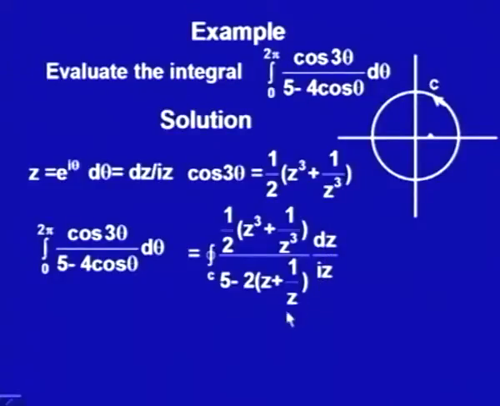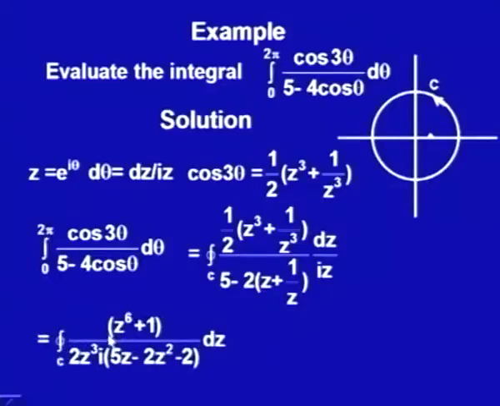So, this z would get cancelled out with this z, and this z cube I would get in the denominator. Moreover, this 2 also will come in the denominator. So, what we would actually get in the numerator is z to the power 6 plus 1, 2z cube is coming in the denominator, i is also going in the denominator, 5z minus 2z square minus 2.